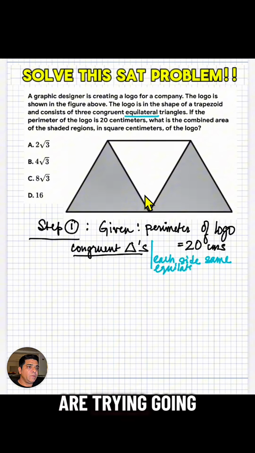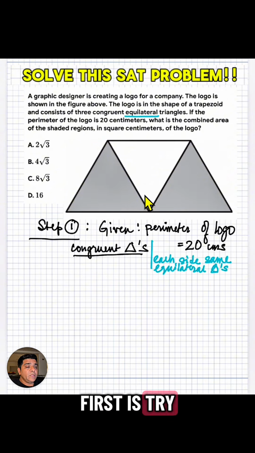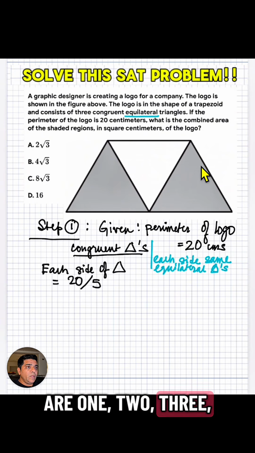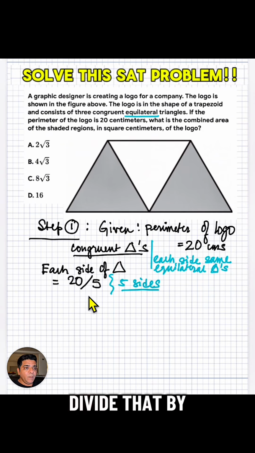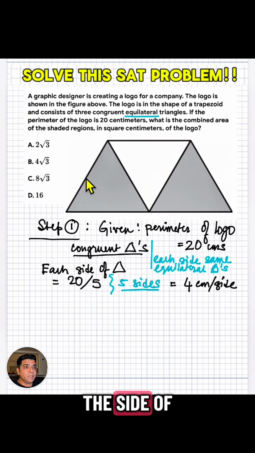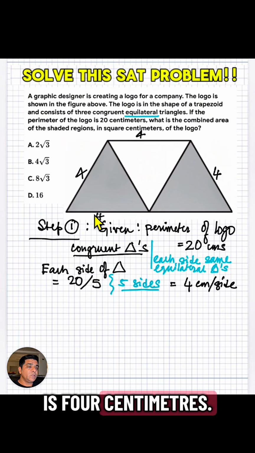So what we are going to do first is try to find the length of each side. We are given the perimeter equals 20. So there are 1, 2, 3, 4, and 5 sides. So we're going to divide that by 5 to get each side. Okay, so that's 4 centimeters per side. So each side of the equilateral triangle is 4 centimeters.